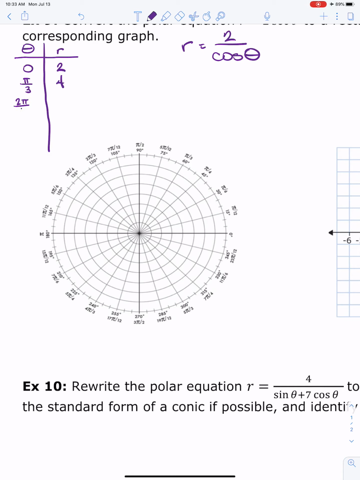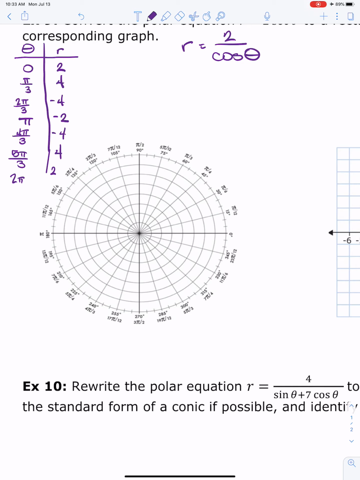Let's go 2 pi over 3, where my cosine is negative 1/2. That makes my R negative 4. At pi, my cosine is negative 1, so I got 2 over negative 1. That makes that a negative 2. I could continue. 4 pi over 3. Cosine there is negative 1/2, so it's negative 4 again. And at 5 pi over 3, my cosine is positive 1/2, so I got a 4. And then at 2 pi, it's back to 0. I get 2.